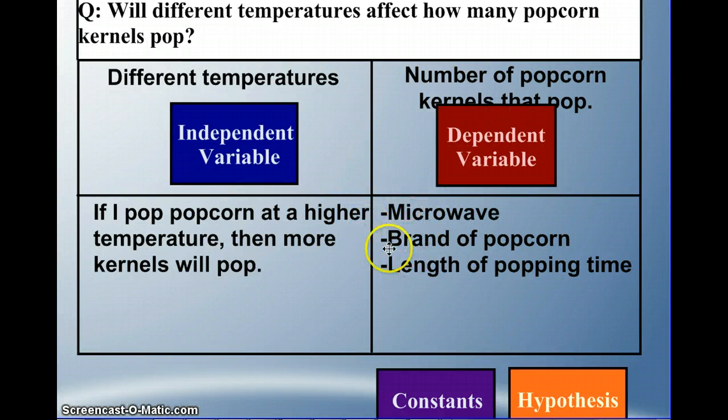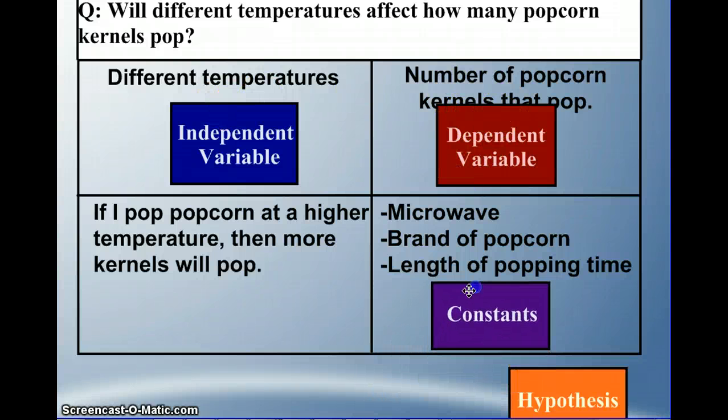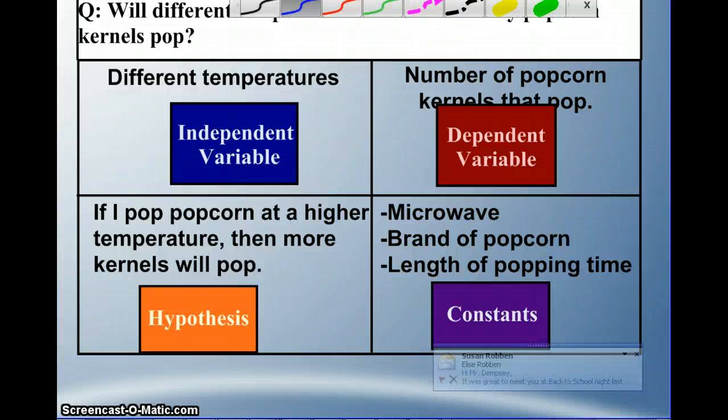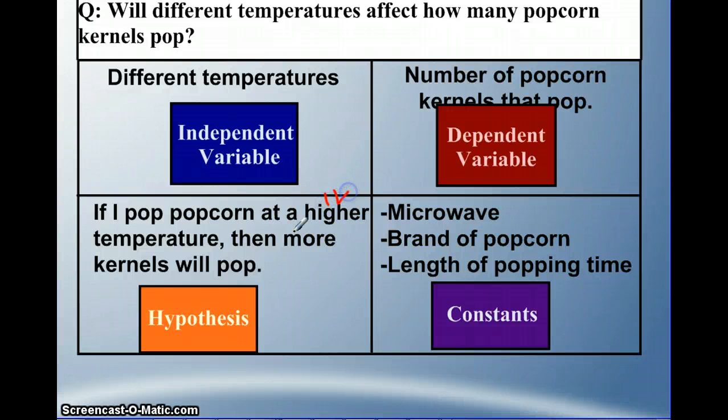The type of microwave, the brand of popcorn, the length of time popping, these are all things that could affect our dependent variable. So we want to keep these constant. If popcorn is at a higher temperature, then more kernels will pop. This is our hypothesis. And we can identify our independent and dependent variable in that. Okay, so here we go. We have our independent variable. Then we have our dependent variable down here.